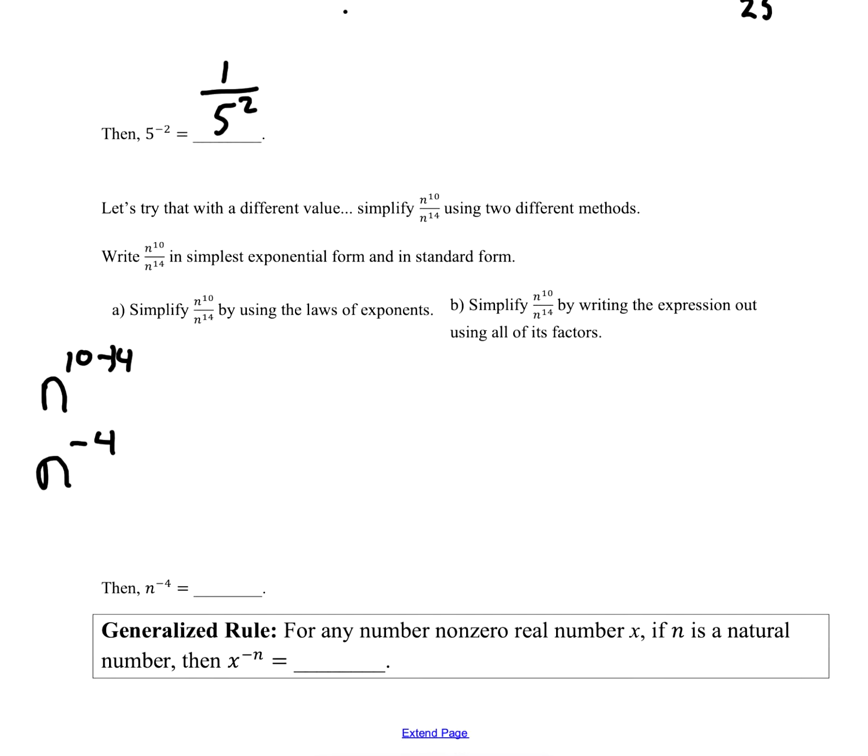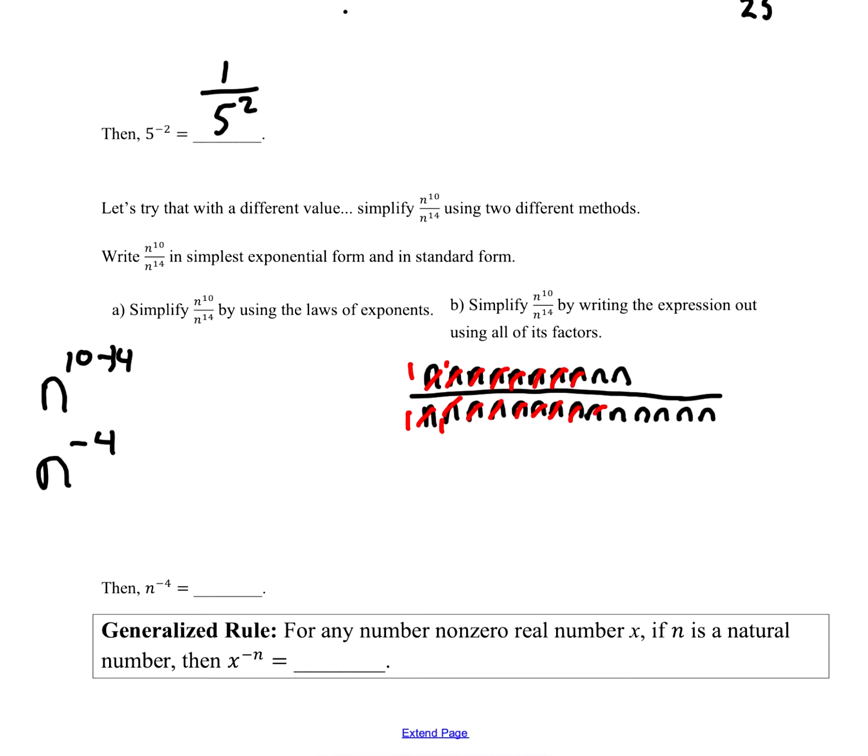Okay. So now let's simplify by writing out all of its factors. So n to the 10th would be 10 n's in the numerator, so that would be n, n, n, n, and then 14 in the denominator. And let's do the same thing as we have been doing. We're going to cancel out in the numerator and the denominator to make it 1 over 1. So the first set of n's, second set of n's, and there are going to be 10 sets of n here that all cancel to 1 over 1.